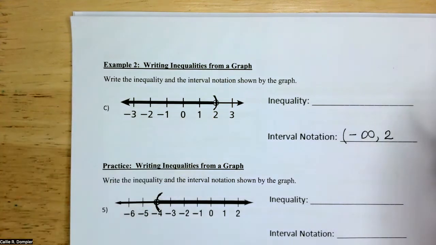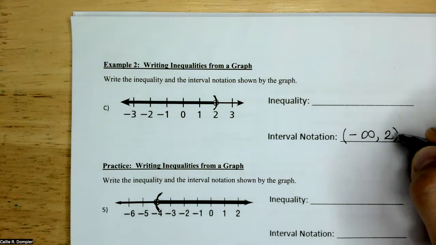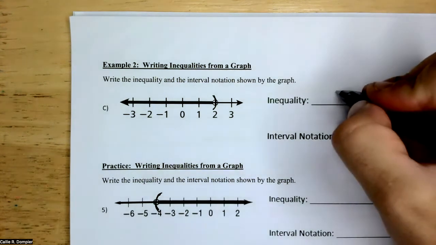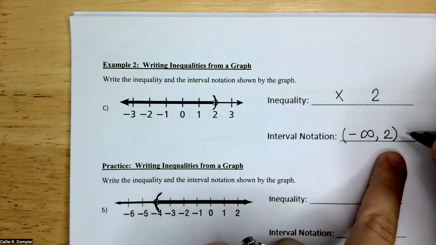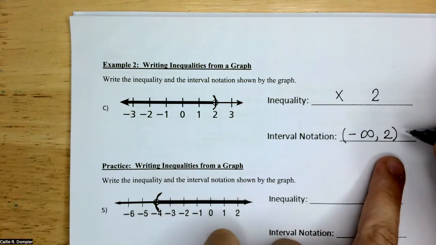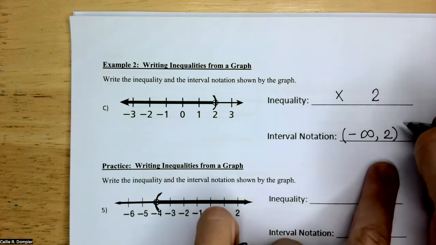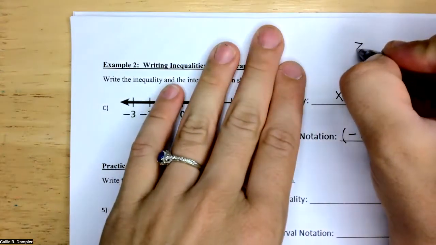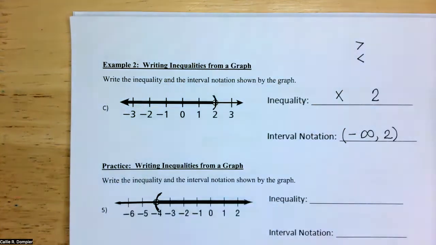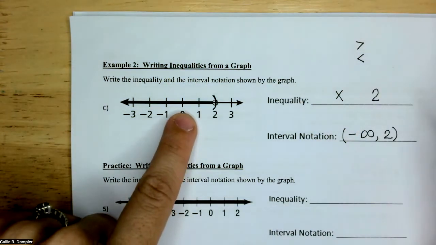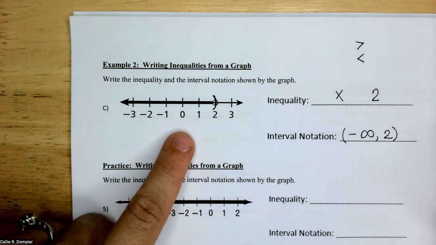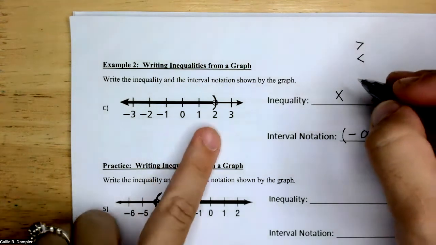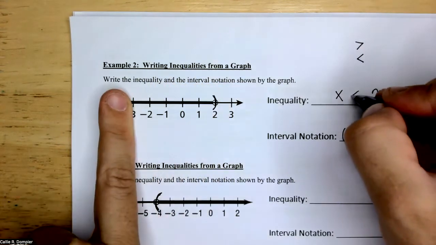it does not include 2. Good. So I know it's the letter X, and I know it's the number 2. If it has a parenthesis symbol, that means there's no equal sign. So it's only either greater than or less than. When I look at this graph, or I look at a negative infinity sign, does that imply less than or greater than? X is less than 2.